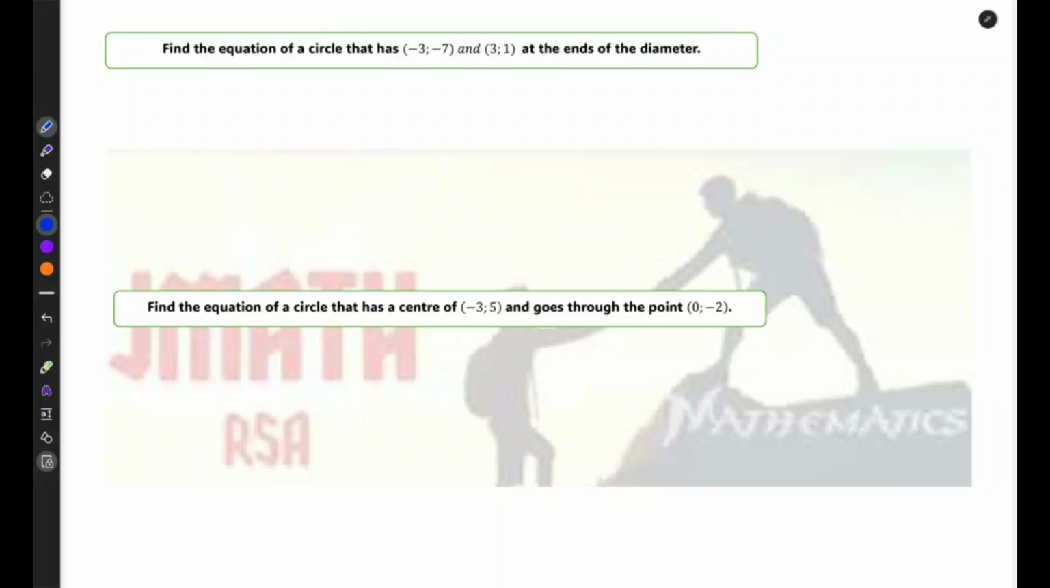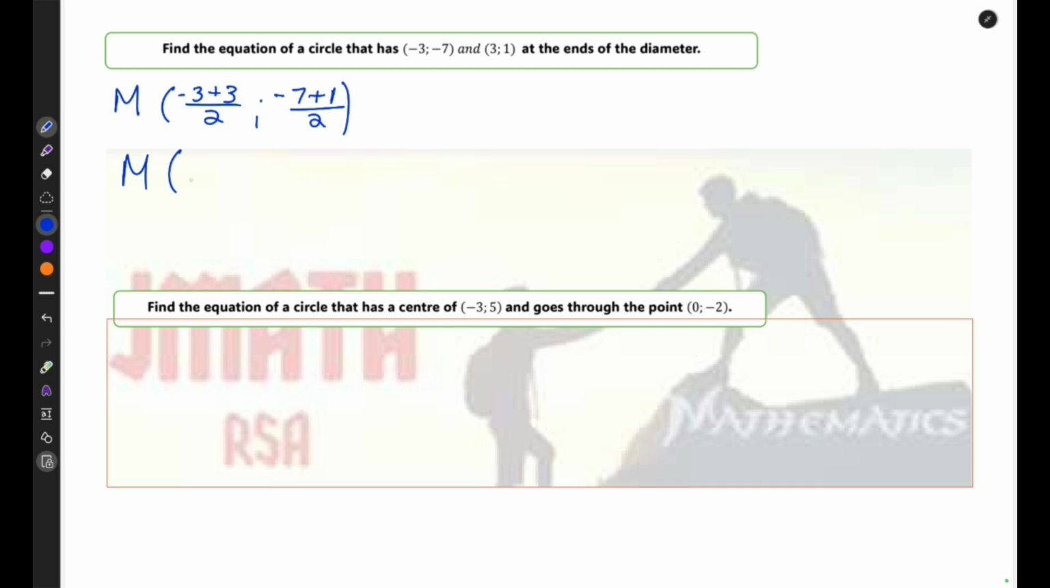Find the equation of a circle that has (−3, −7) and (3, 1) at the ends of the diameter. Okay, so remember, a diameter of a circle is a line that goes straight through the center of the circle. So the first thing I'm going to do here is find the midpoint between those two dots. So midpoint, always a capital M, and then I can say it's (−3 + 3)/2, and then for the y's, it's (−7 + 1)/2. So therefore, the center of this circle would be −3 plus 3 is just 0 over 2, and then the other one, −7 plus 1 is −6 over 2 gives me negative 3.